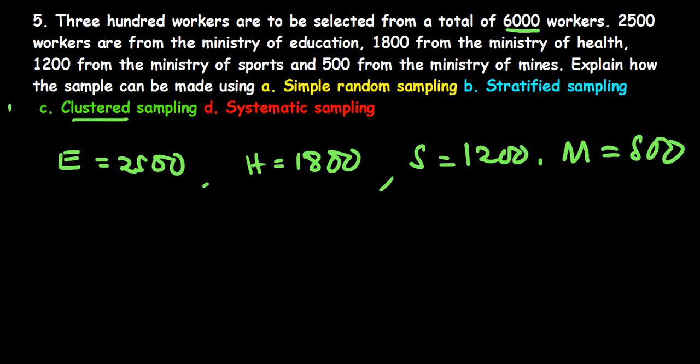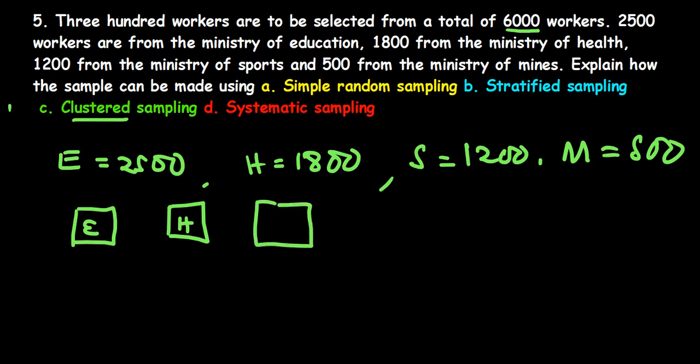Once you divide your population into these clusters, you are going to randomly select some of these clusters. So maybe you have four papers here. The first paper is E, meaning from the Ministry of Education. You have the second paper, H, Ministry of Health. You have the other paper, maybe S, Ministry of Sports, and then the other paper, Ministry of Mines. So you're going to have these four papers. You get these four papers and put them in a box like that.